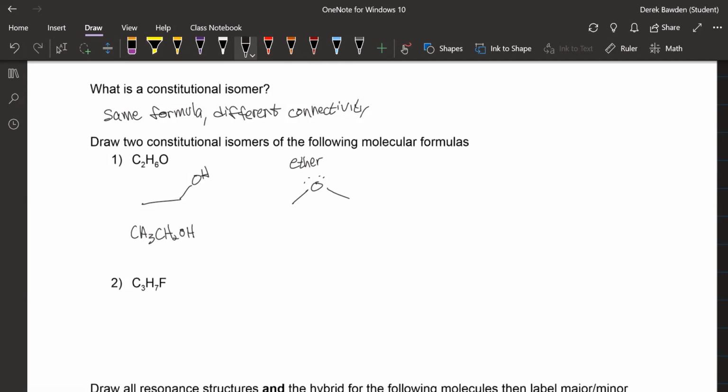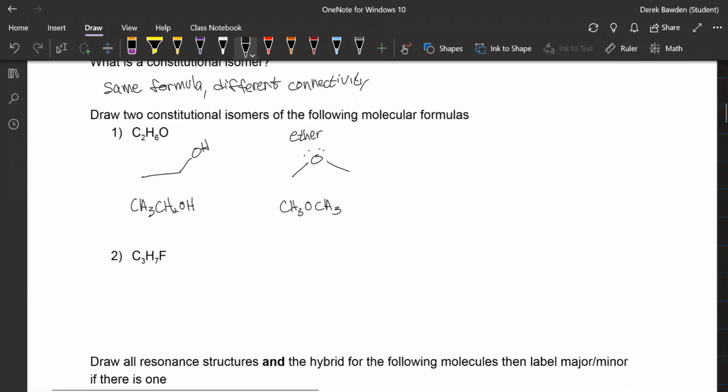And I'm going to talk about some memory cues to help with remembering some of these later on when we talk more about functional groups. But I just wanted to bring that up for a minute. Okay, so that's our two different structures here. So then CH3O, CH3. Okay. All right, let's try the second one.